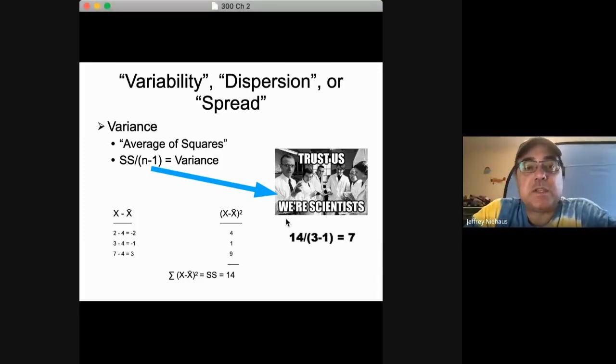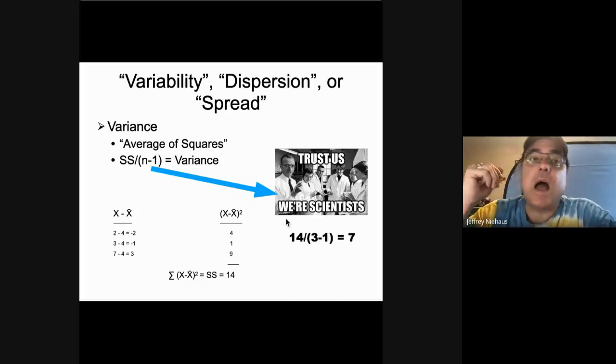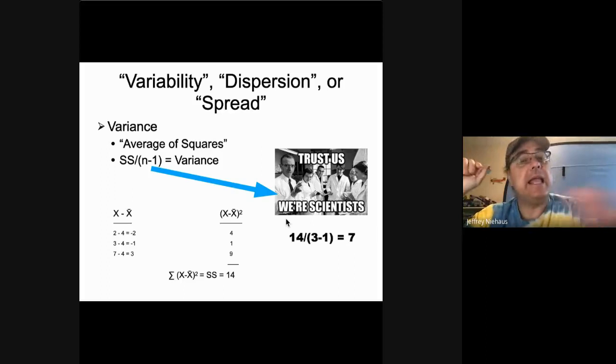So doing this to our data set gives us the sum of squares divided by n minus 1, which is now the sum of squares divided by 2, which is 7. Our mean squared value is 7. Is 7 what we're after? Is 7 a good way of expressing the typical amount that our numbers deviate from 4? Still not. It's still not.